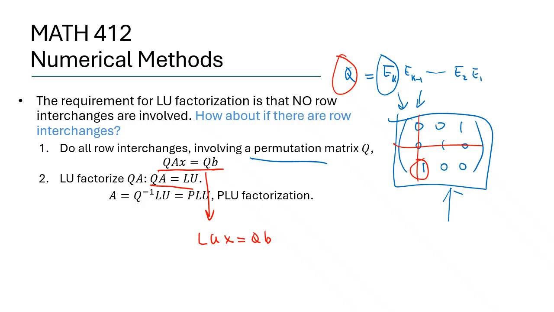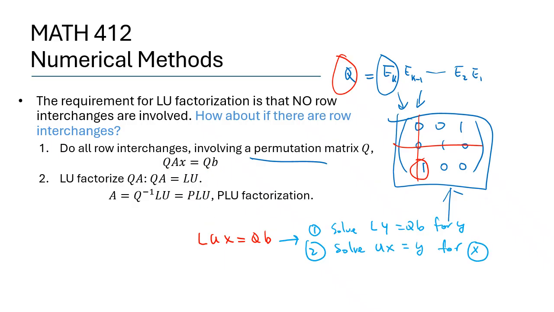Now you know how to solve it. Review: first, we solve LY equals QB for Y temporarily. Second, we solve UX equals Y for X.